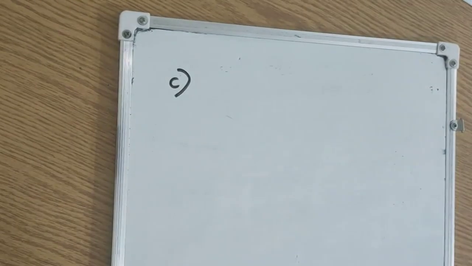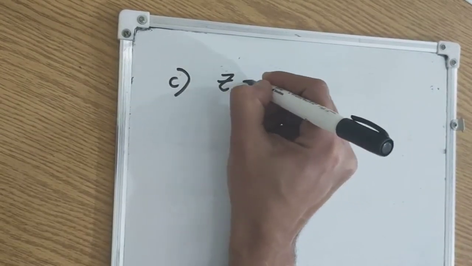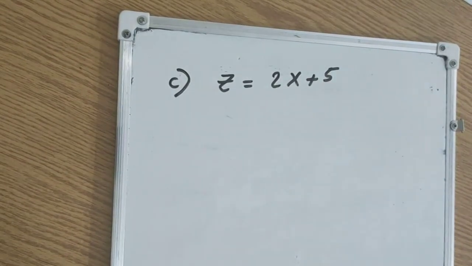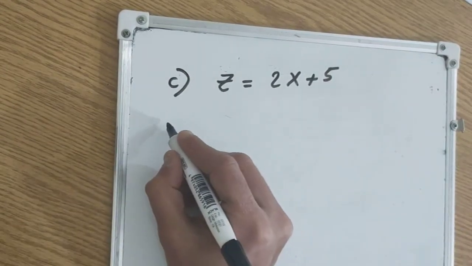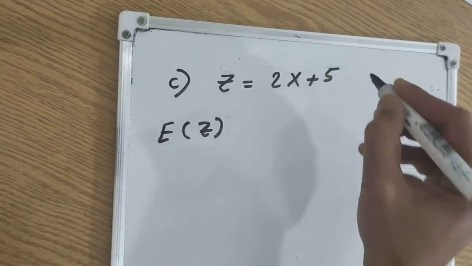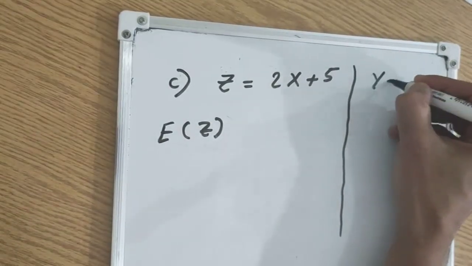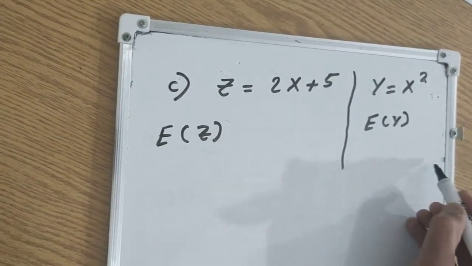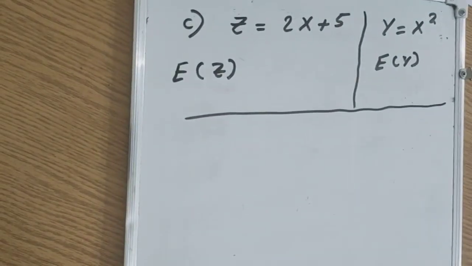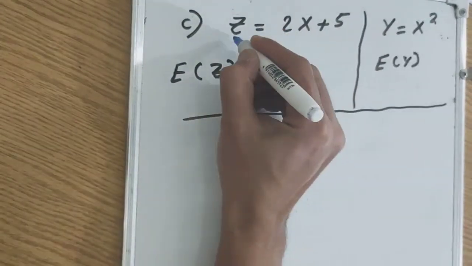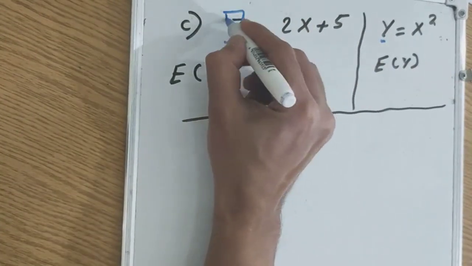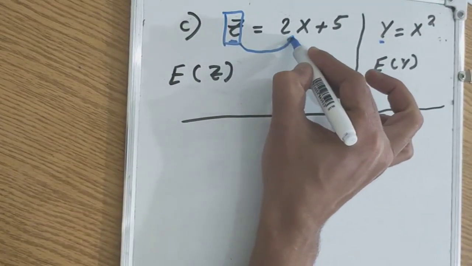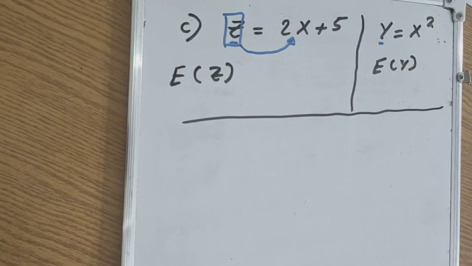Required number C for the same problem. If we have the random variable z, which is equal to 2x plus 5, find the expected value of z. And if we have another random variable y, which is equal to x squared, find the expected value of y. So we now speak about two random variables. Let's speak about the first random variable z. The random variable z has a relation with x: 2x plus 5.